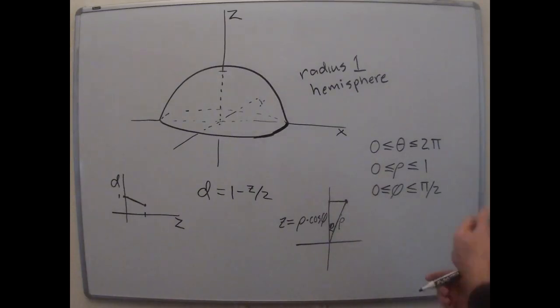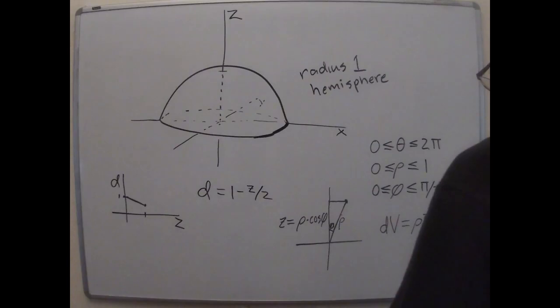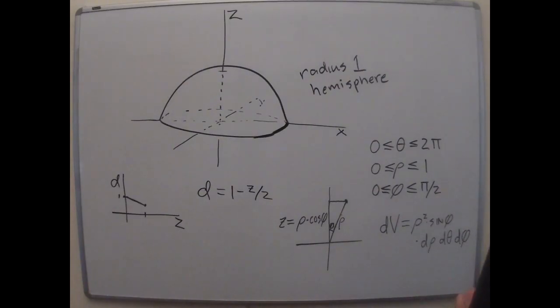Oh, yeah, we do have to say, what's the differential volume in this case? Remember, it's rho squared sine phi d rho, d theta, d phi, or some permutation of those last three things. Rho squared sine phi, yeah, that's right. Okay. I think we're ready.